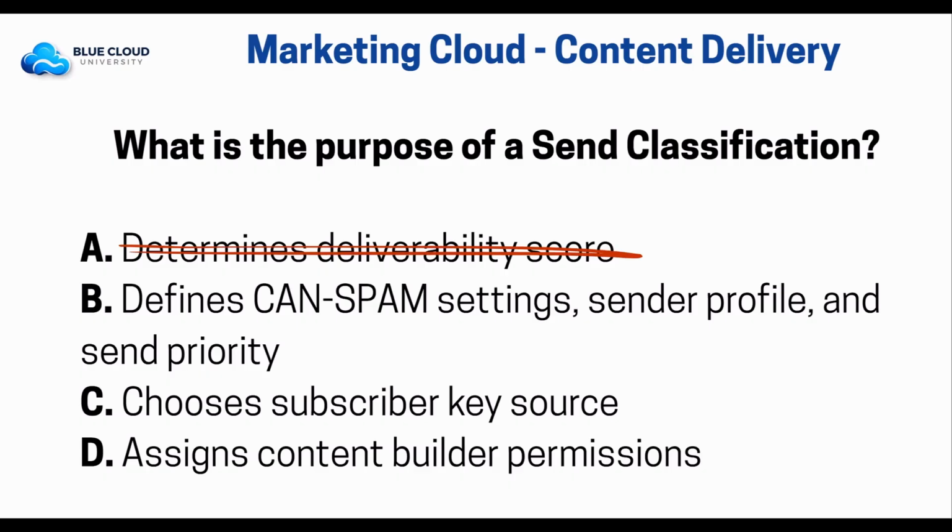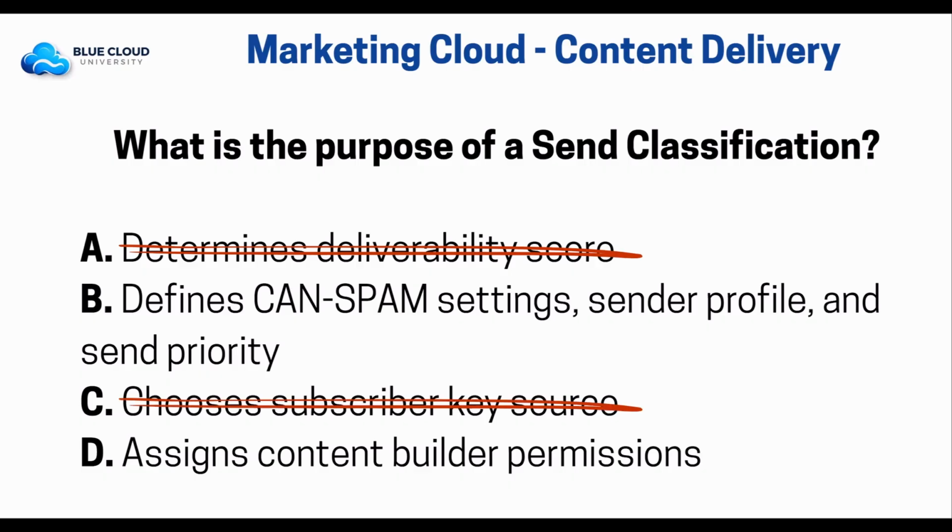Let's look at B, which says defines CAN-SPAM settings, sender profile, and send priority. Well, it sounds very familiar from what we just did. Of course, the CAN-SPAM settings have to do with whether it's a commercial send or a transactional send. So B looks like a strong candidate. Let's look at C and D. C says chooses subscriber key source. Sometimes you find answers which make you scratch your head, going, I don't even know what this means, because it's a bit nonsensical. Does it choose a subscriber key source? Well, subscriber key is a unique identifier in a data extension, but it has nothing to do with what we're doing here. So we're going to say, no, thank you.